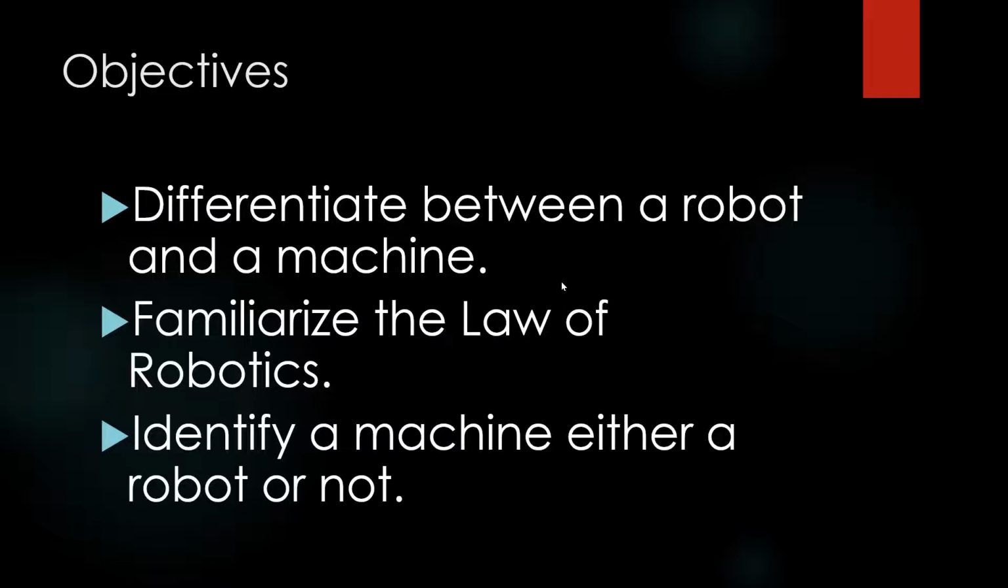And whether you are going to identify a machine as either a robot or not: if the machine can think, sense, and act, then it is called a robot. But if it cannot sense, think, or act, then it is not a robot. It is a machine itself.